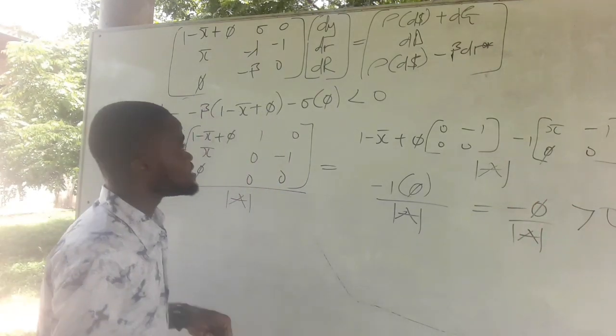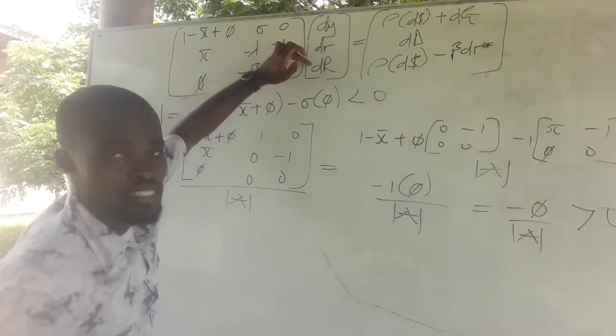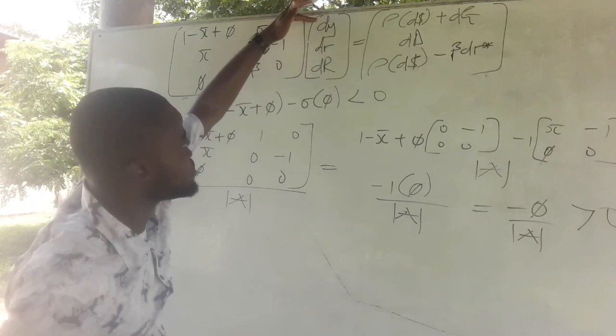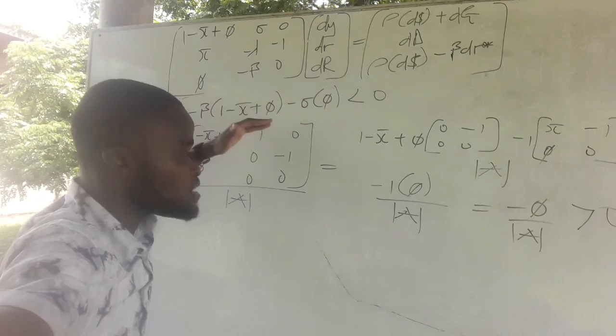Now the last thing is that we have to find the big R. That is the foreign exchange reserve that we have. So we solve for the Y, the R, and we are left with the big R. So we go through the same process as we did using Cramer's rule.